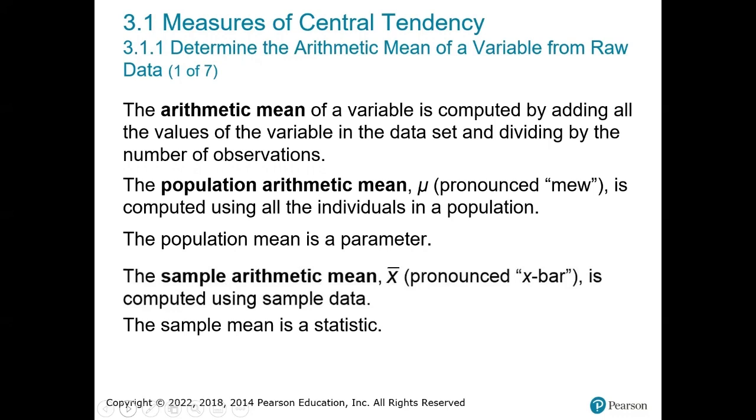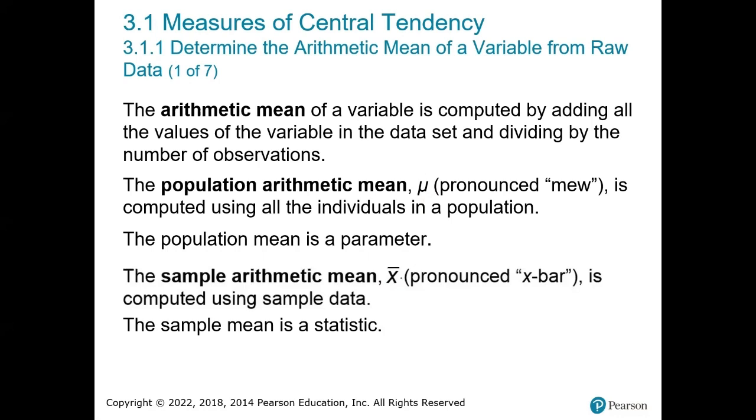Now, depending on what we have, if we have access to the population or if we have access to the sample, we can have a population arithmetic mean or we can have a sample arithmetic mean. Each one is going to have a different symbol. The population symbol is this Greek letter here pronounced mu, and that means we have every single person in the population. If we've only taken a sample, our mean is going to be X bar here.